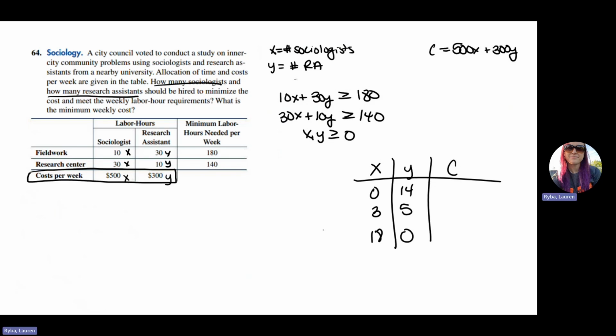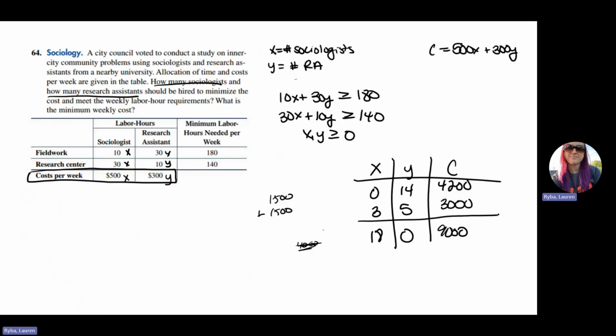Okay, so no X's. 14 times 3, 4,200. 5, so is that 1,500 and another 1,500? So 3,000 for that. That's going to be, hold on. Yeah, 4,000 plus 5,000, 9,000. Plugging in 18 times 500 is going to be $9,000.